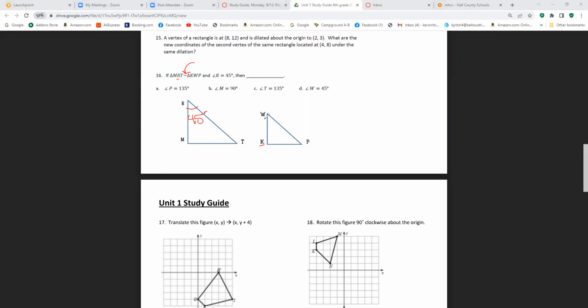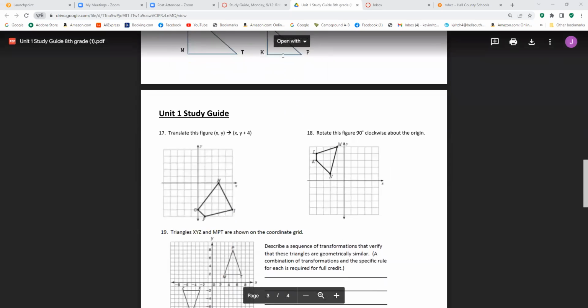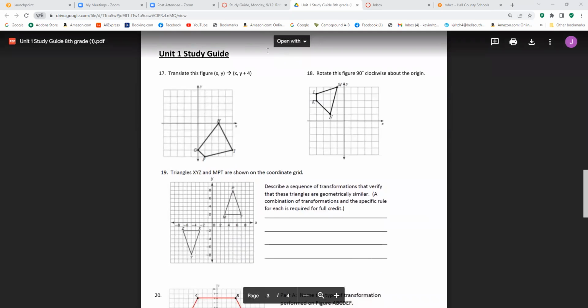Well, KWP, that means we're talking about this angle. So even though this triangle is smaller, if they're similar, the measures of the corresponding angles are exactly the same. So if R is 45 degrees, that means the measure of angle W is also 45 degrees. That's what it means. Corresponding angles are congruent in similar figures. All right, look at number 17.